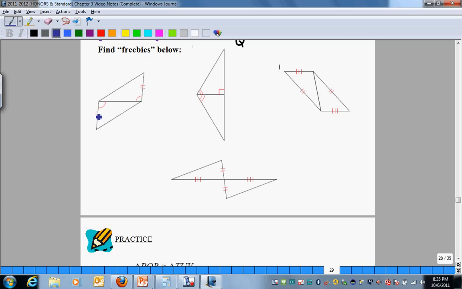So we see here, trace over the hatch marks. That gives us a pair of sides, so we're going to write one S for each pair. And then we are told that we have a pair of angles, so we're going to put an A. And then right here's one of our freebies. That's a reflexive side. It's shared by both triangles. So we're going to put a hatch mark, and we have another pair of sides, so technically that's another S. That light blue S is a freebie. It is a reflexive side.